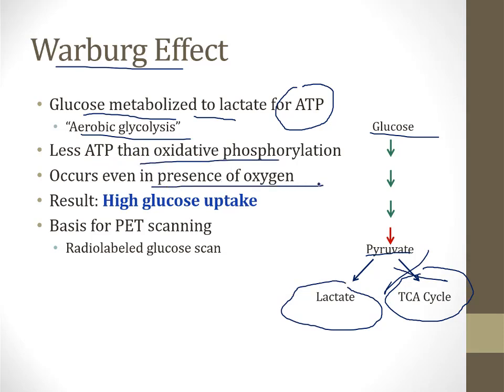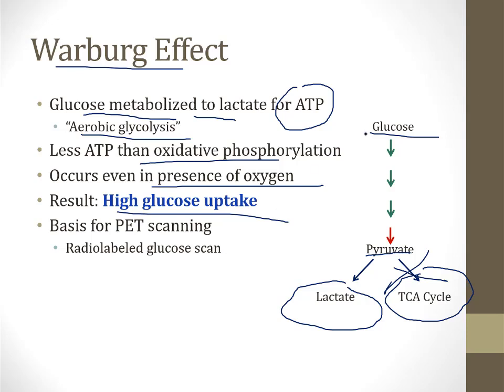The reason why cancer cells do this is not understood. But the result is that cancer cells have to take up lots and lots of glucose to generate enough ATP because they are less efficient at generating ATP per glucose molecule compared to if they use the TCA cycle and oxidative phosphorylation.